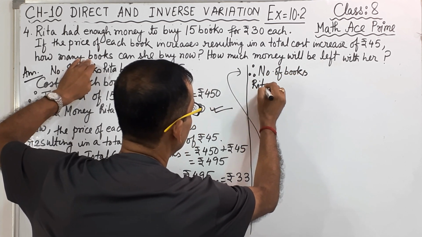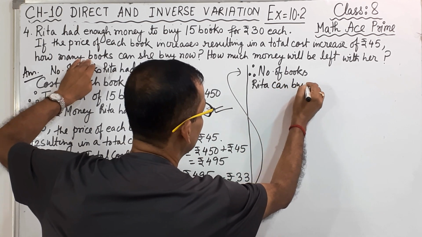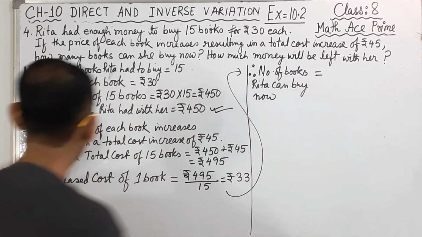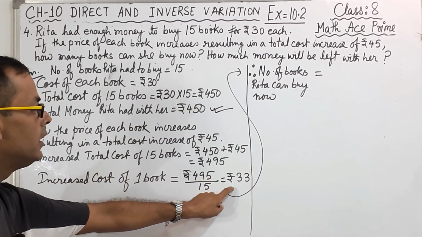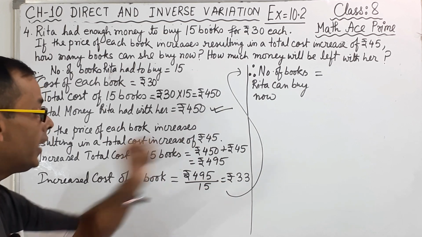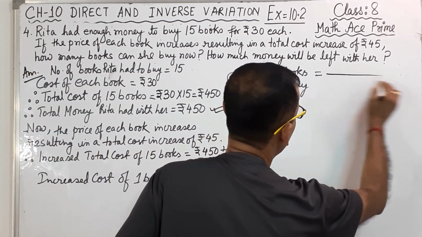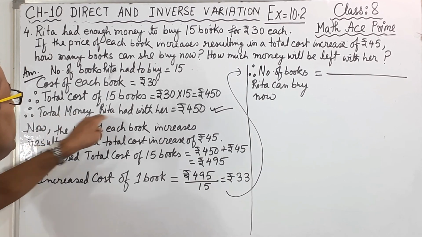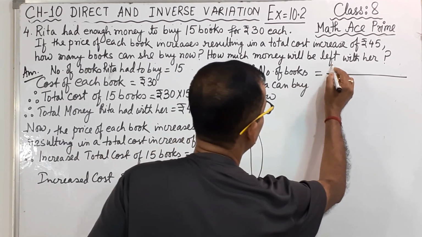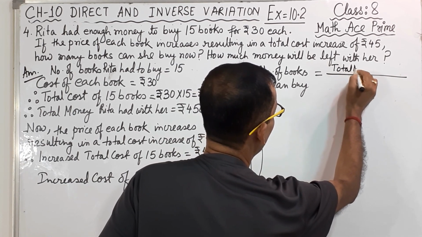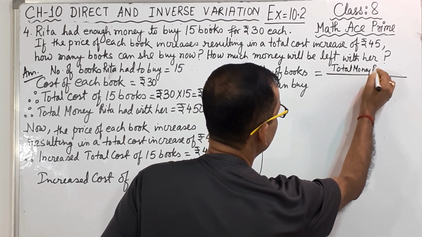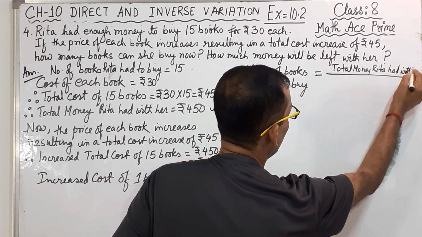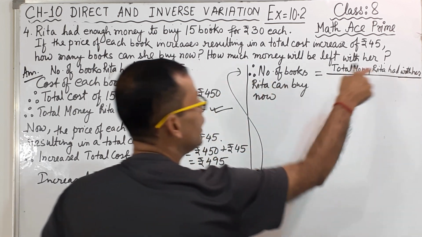Rita can buy, number of books Rita can buy now. It will be what? This is the cost of one book. Okay, and how much money Rita had? So Rita's total money, total money Rita had with her. Okay, what will be on top?